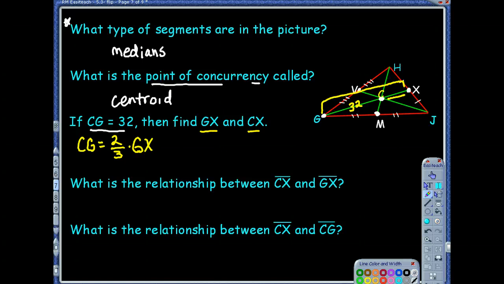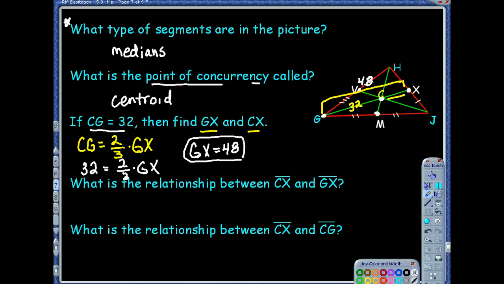If I put in just the values that we know, 32 is the CG. So 32 is 2/3 of GX, so I can write 2/3 times GX. I can think about dividing by 2/3 or multiplying by 3/2. And that should give me GX would be 48. Which makes sense that it's going to be bigger because it's the whole segment. All right, so that's that particular length there.